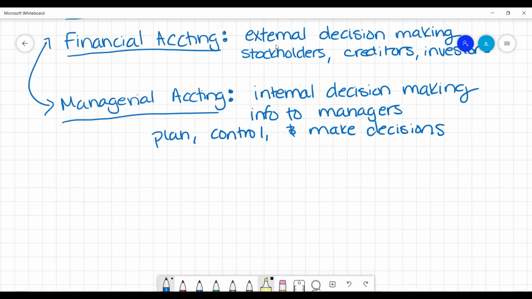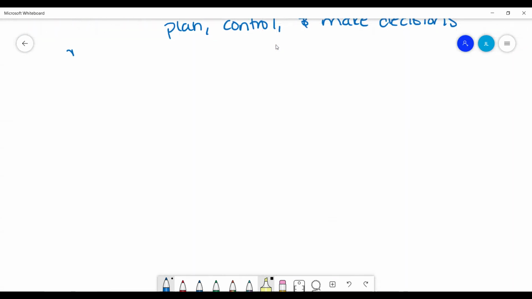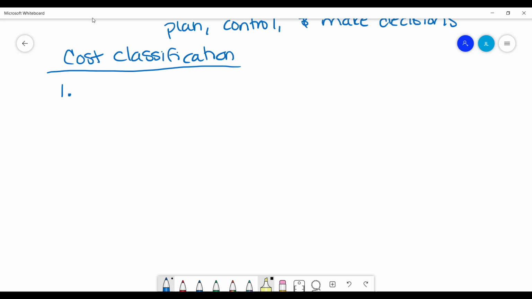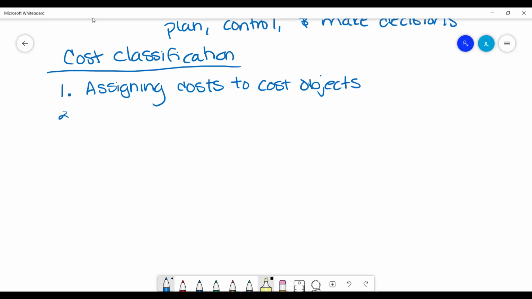So a lot of what we'll be doing in this class will be focused on cost classification. And there are 5 purposes of cost classification that we'll be focusing on in this class, and I'll actually write these out. I won't be writing out everything when I make these videos, but for this purpose, I'll be writing this out. So the first purpose for cost classification is assigning costs to cost objects, which we'll get to in a second.